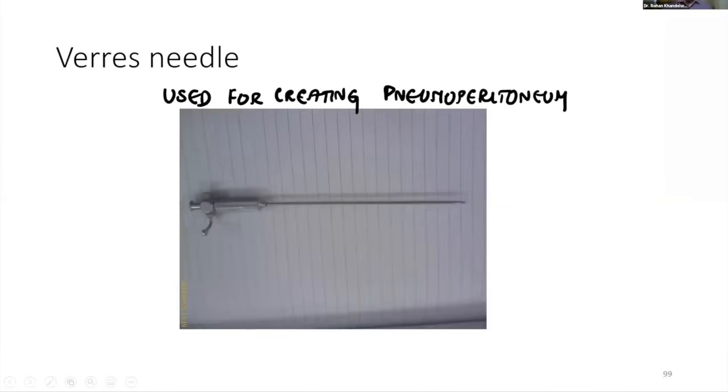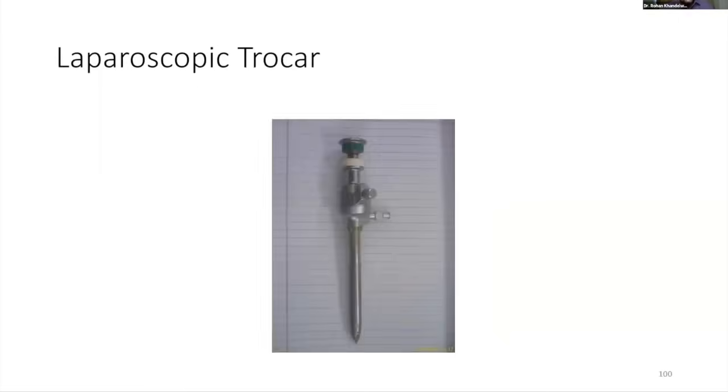Very important instruments now. Last 10 minutes is where you will definitely get 2 or 3 questions in your exam. So this is a Veress needle used for creating pneumoperitoneum. Everyone should be able to identify a Veress needle, asked at least 10 to 20 times for pneumoperitoneum during laparoscopy. Once you insert this, then you can push in gas, that is carbon dioxide, through this.